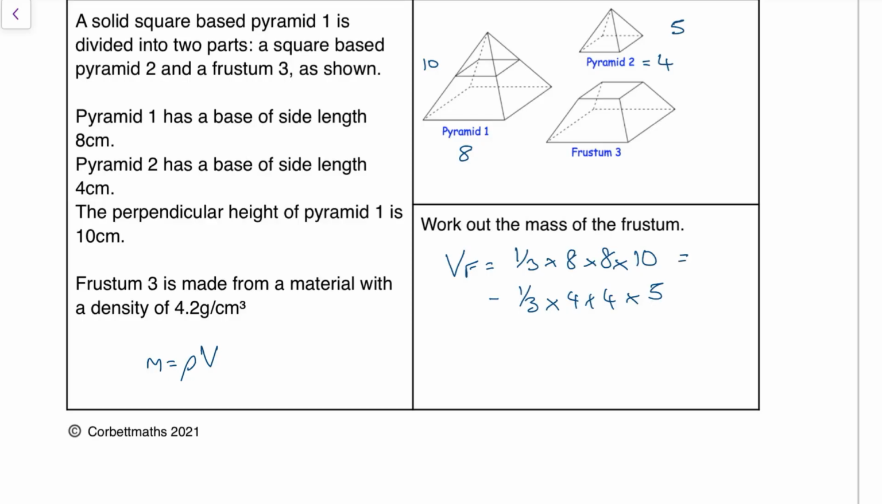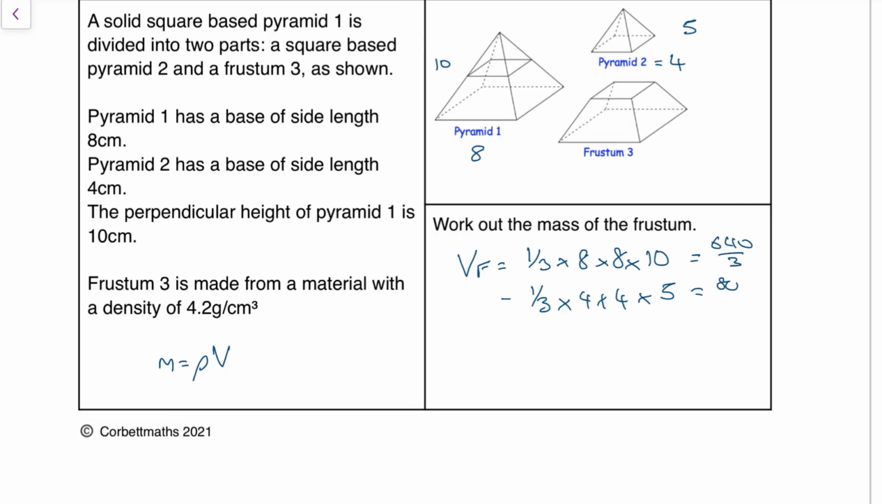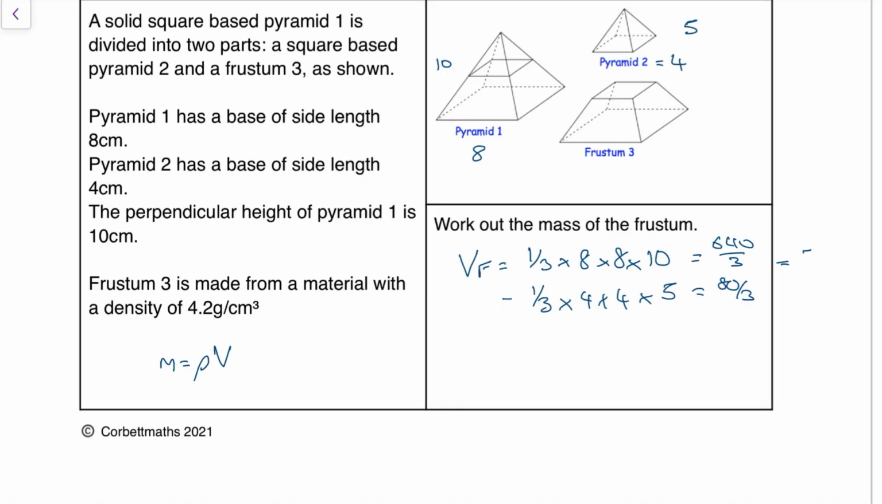I'll keep it easy. So that is going to be 8 times 8 times 10, divide by 3, 640 over 3. I can't believe I just did that on my calculator, but anyway. 4 times 4 times 5, divide that by 3, is 80 over 3. Take this away, and that's going to give 640 minus 80, which is 560 over 3. So that's my volume.